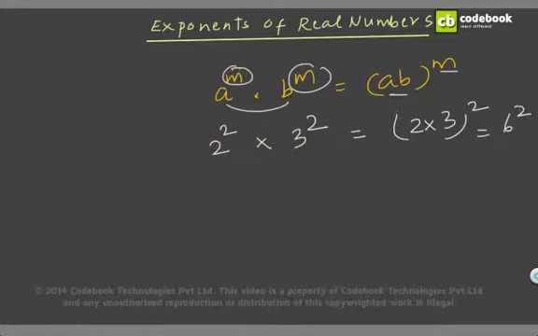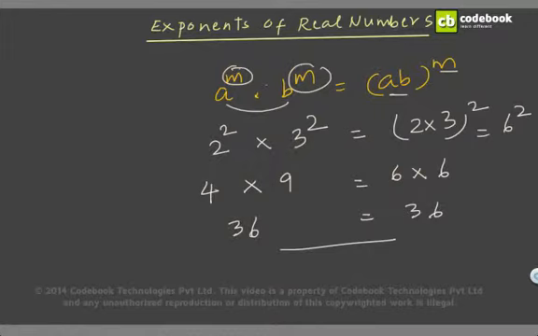Let's see if that is true. So 2 square we know is 4 and 3 square we know is 9, which is 36. And on the other side we have 6 times 6, which is 6 square, which is also equal to 36. So in this way we can verify this identity.